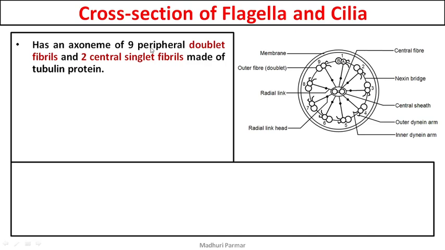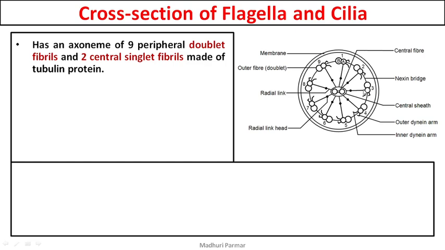What are they called? They're called peripheral because they're present in the periphery, on the outline, on the border. So, peripheral on the sides, doublet fibrils. If you see carefully, you can see one circle, and attached to that circle there is another circle, right? So this is actually 2 microtubules attached to one another, forming a double pipe-like structure. That is why it is called a doublet fibril. Doublet because it is double.